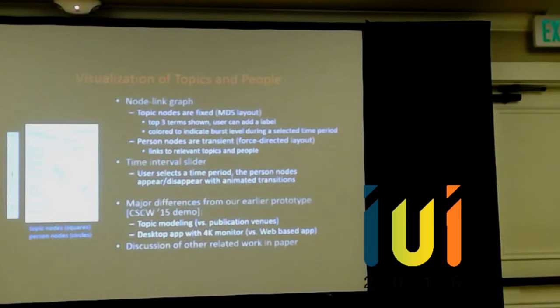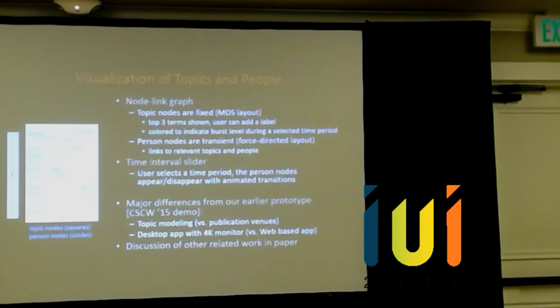Okay, for the visualization, we use a fairly simple node link graph. It has 2 kinds of nodes. The topic nodes are fixed, and they serve as references or landmarks in the visualization. Those are the square nodes in the picture. The top 3 terms from the LDA are shown, and then the user can enter a label. And there's a color that represents the burst level.